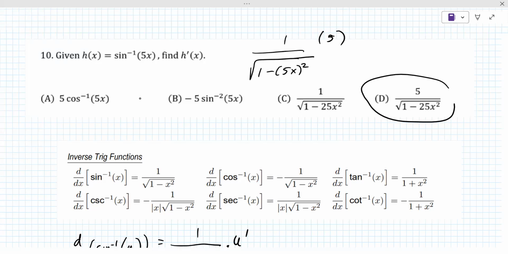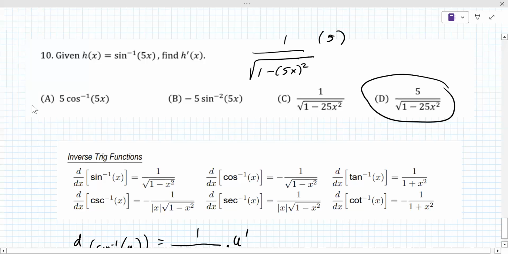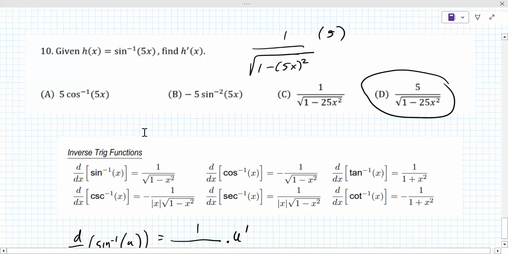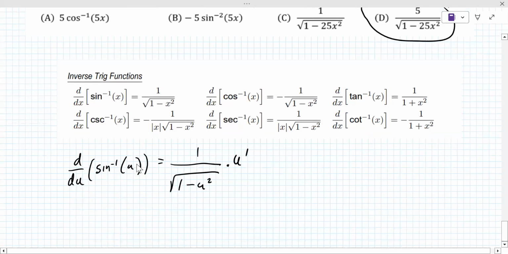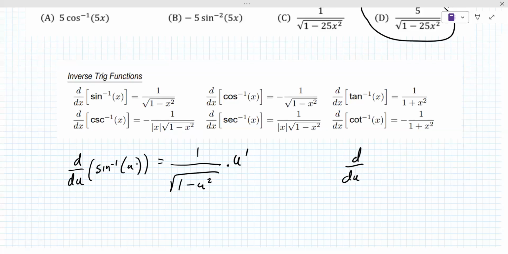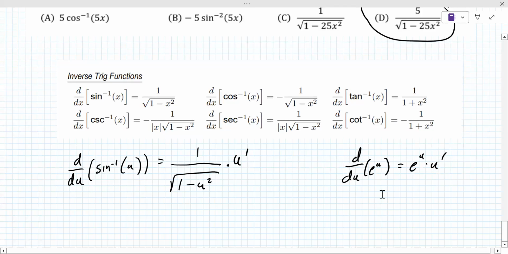But the inverse trig formulas don't say we need to multiply by the derivative. That's right. But every single derivative is a chain rule derivative. Like d/du of e to the u is e to the u times u prime. You at this point are supposed to say, oh, if u, the exponent of e, is a function of x, I have to take its derivative.